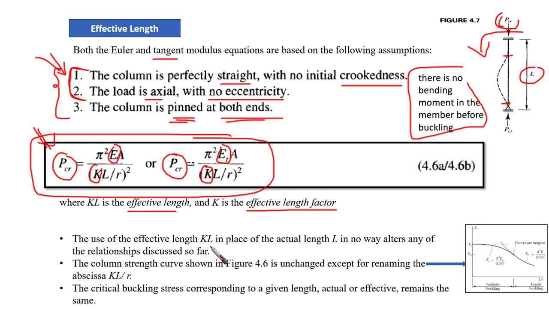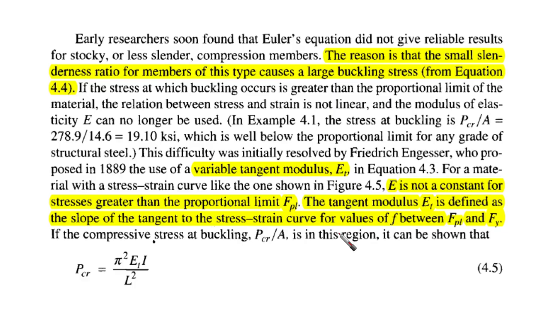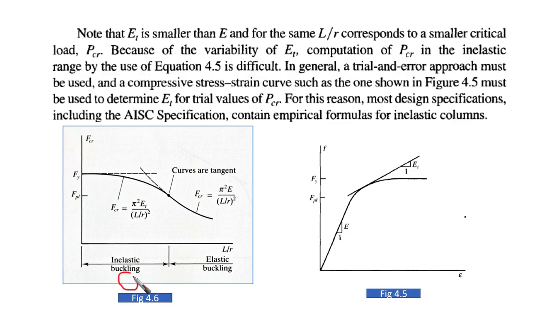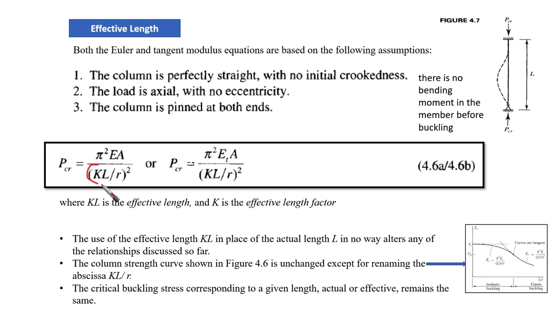The use of the effective length KL in place of the actual length L in no way alters any of the relationships discussed so far. So do not worry that we are using here KL or L. It does not have any kind of impact on the equation, because before, if you remember, every time we were talking about L here. But now, all of a sudden, we put KL. It is no problem at all. It has no effect at all.